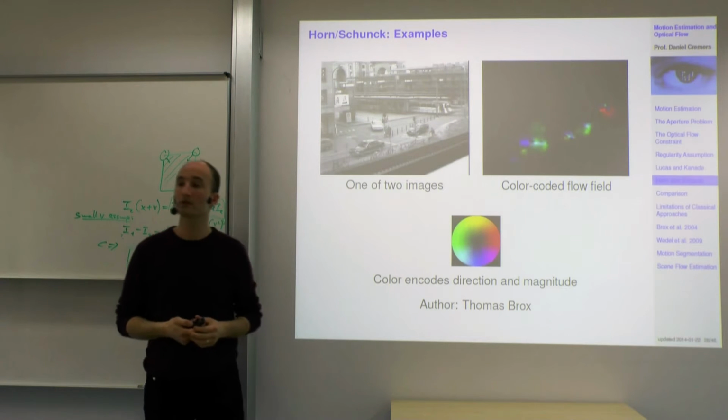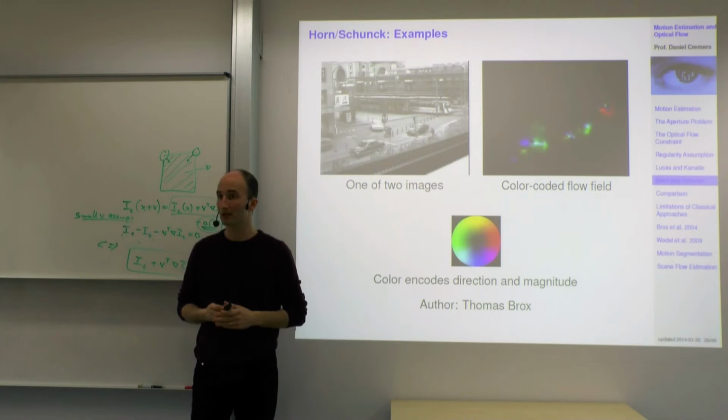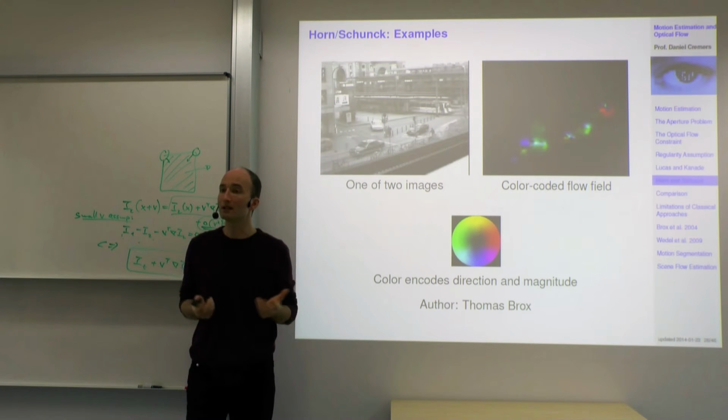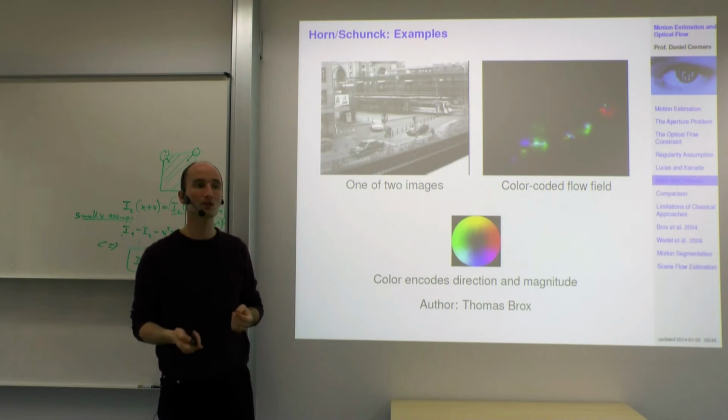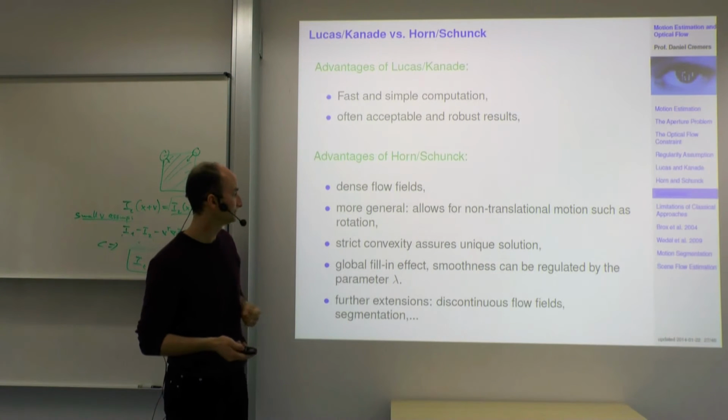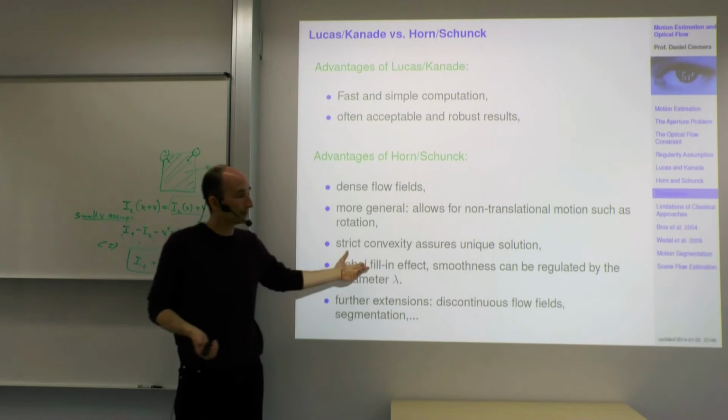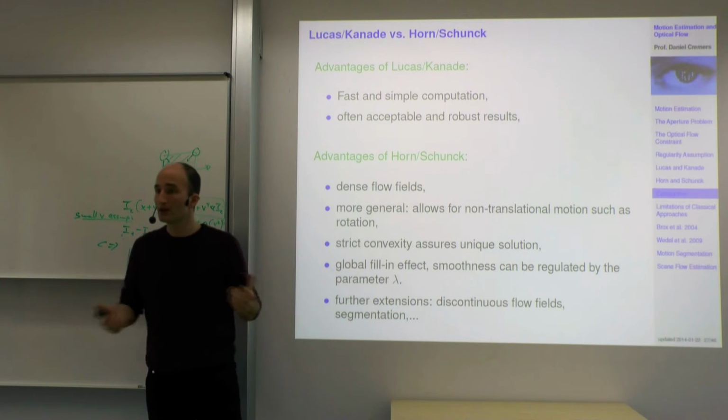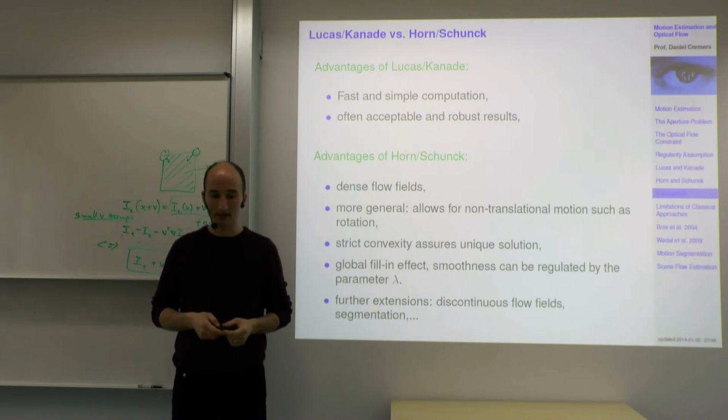And that's because of the quadratic smoothness penalizer. It just doesn't allow discontinuities. They're penalized quadratically. And so you already know what's going to come next. Of course, non-quadratic penalizers.